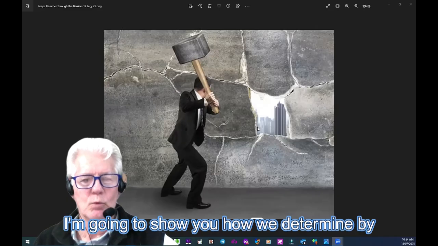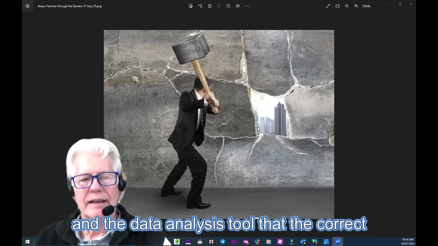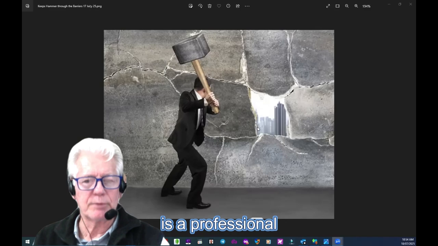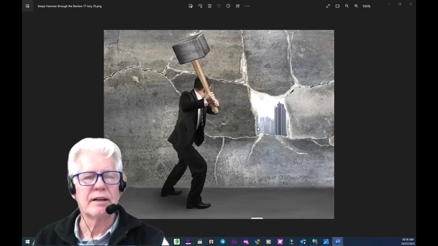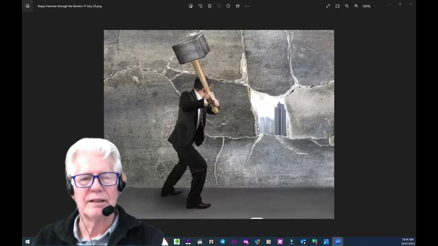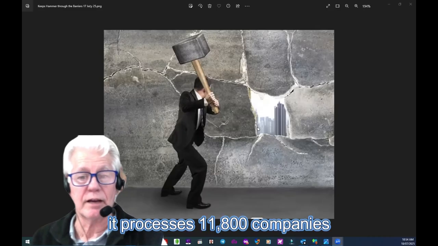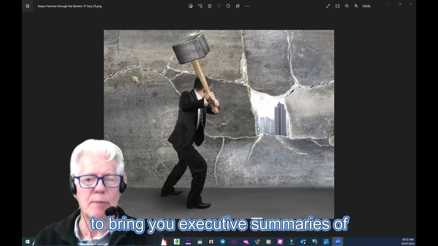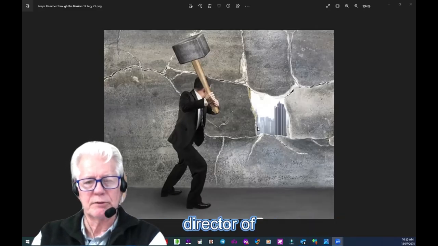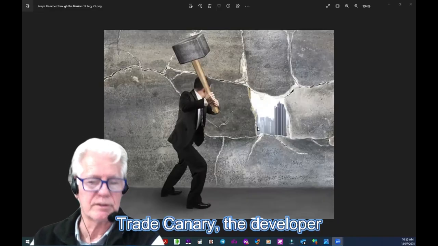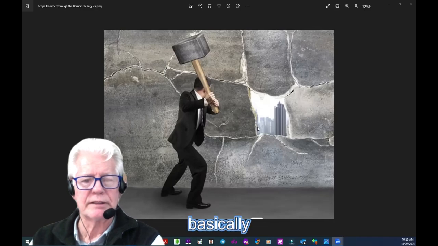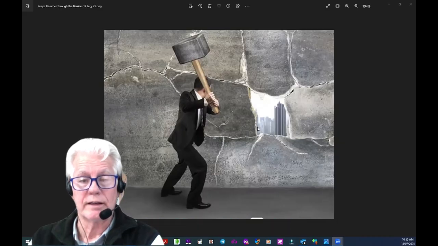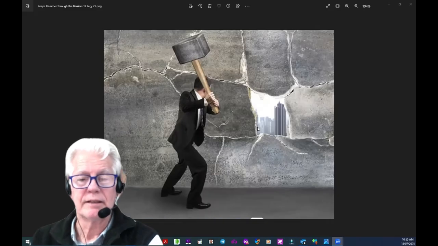I'm going to show you how we determine, by using Trade Canary software and the data analysis tool, the correct definition. The definition of Trade Canary software is a professional hedge fund analytical data processing tool. It processes 11,800 companies on the New York Stock Exchange and millions of data points to bring you executive summaries of everything. I was just having a talk today with the director of Trade Canary, the inventor and developer, Eric, and our analysis is that this software reduces all that company data down to executive summaries.